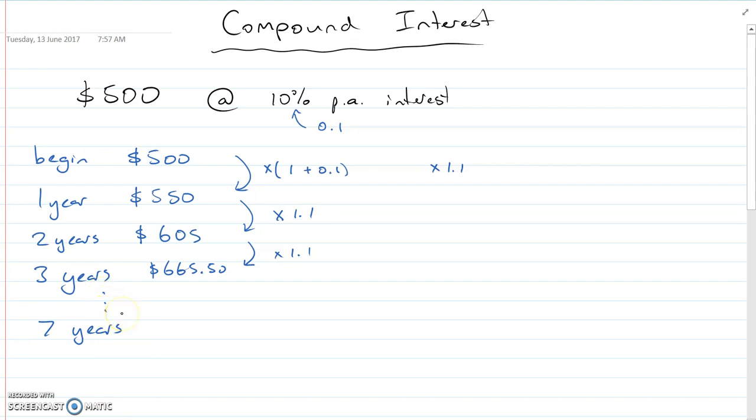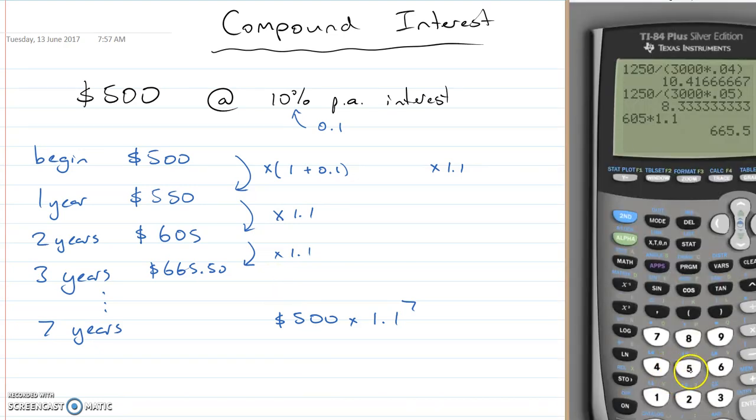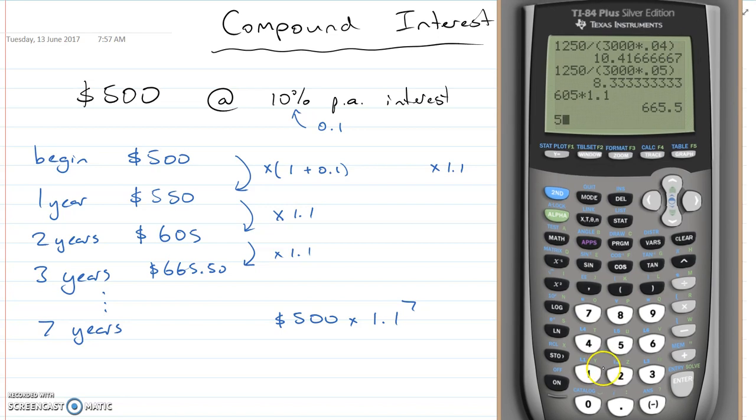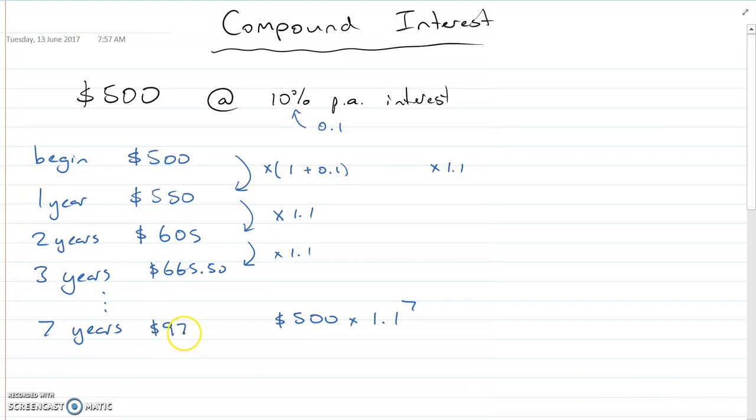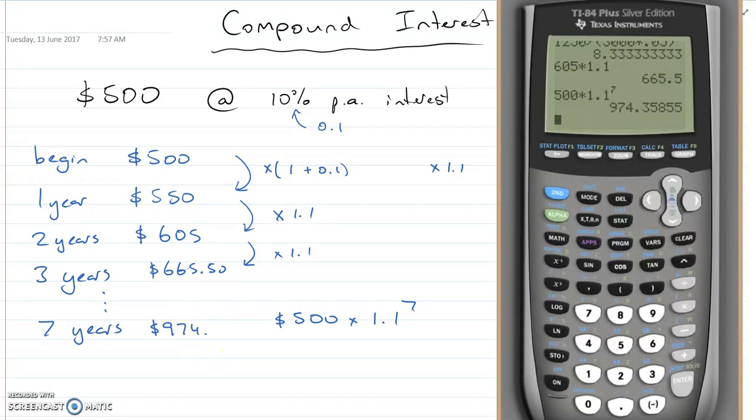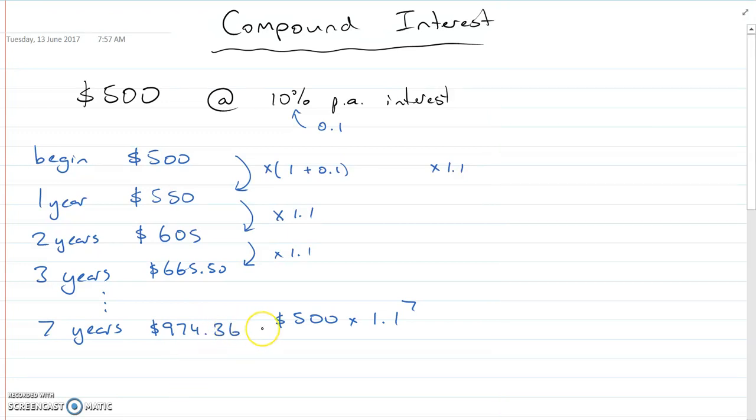And let's say I wanted to find 7 years. I wanted to skip ahead and find 7 years instead of doing it one at a time. What I could do is 500, and I'm going to have timesed 1.1 7 times. Each year I'm going to times by 1.1, so I've done that 7 times. So I could put this into my calculator: 500 times 1.1 to the power of 7. I'll have $974.36.